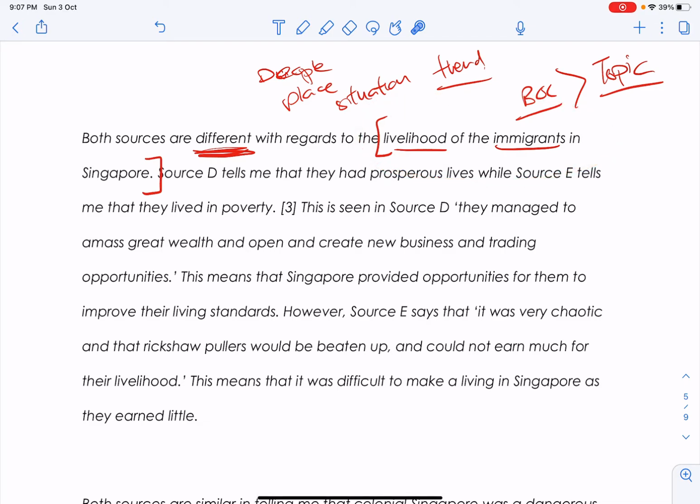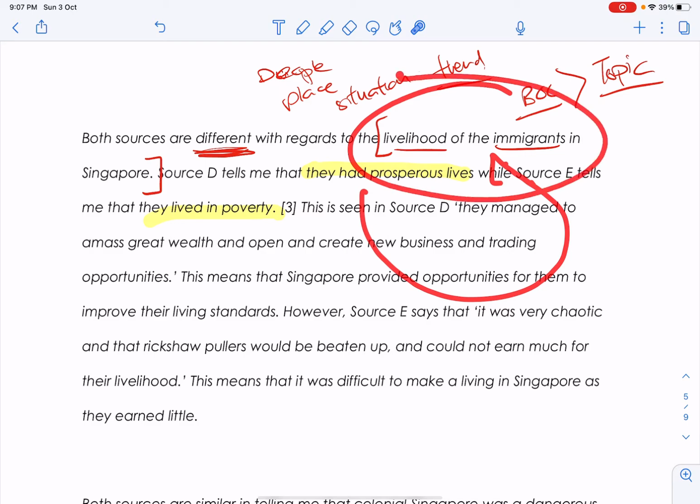Then tell me the point for both sources based on this topic of the livelihood of immigrants. Well, D tells me, what type of life did they have? They had prosperous lives, right? I'm talking about prosperous lives. Now, E tells me that they lived in poverty. Can you see that these two things, prosperous life and poverty, are linked together, because both of them are inferences that are referring to livelihoods of the immigrants?